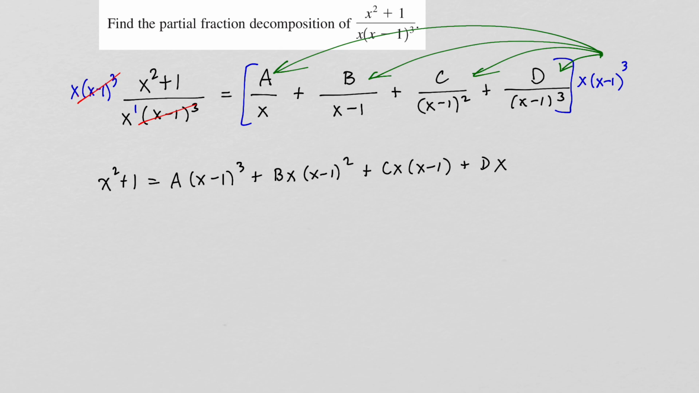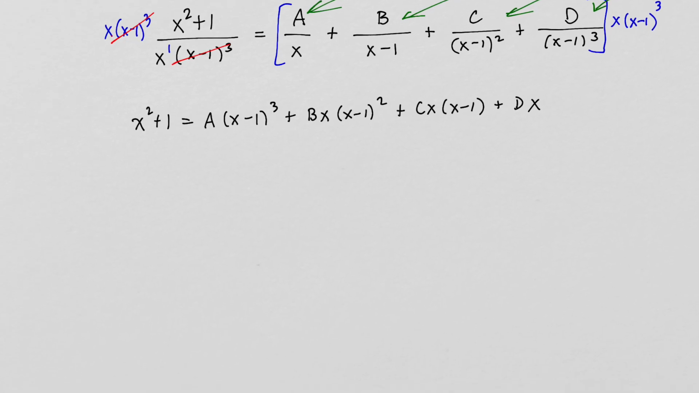All right, so from here, what I'm going to do is just let x be equal to a couple of numbers. One number I definitely want to let x be equal to is 0, because when I plug in x equals 0 here, here, and here, all of these go away. When I plug in 0 here, we get 0 minus 1 to the third, which is negative 1, times a. And when I plug in 0 here, we get 1. So we get 1 equals negative a, which means a, of course, is negative 1.